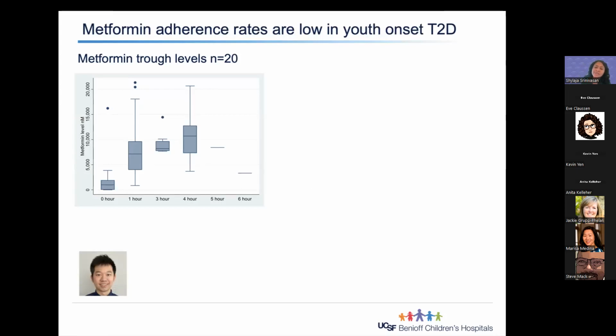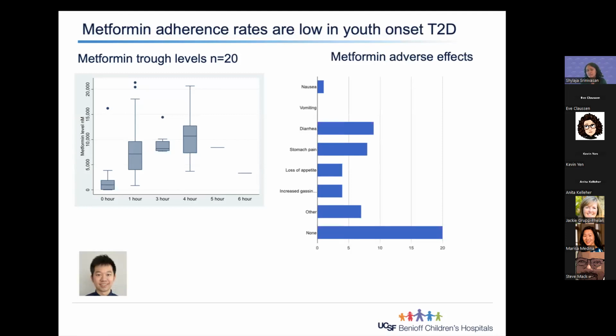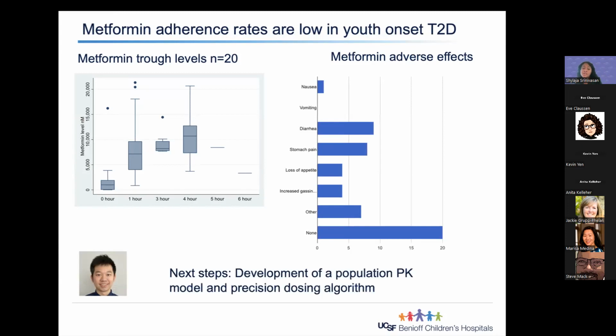We also collected data on metformin adverse effects, and we found that a substantial proportion of these kids reported that they had some form of side effects, despite not reporting this clinically to their provider. And so our next steps are to use this data now to develop a population PK model. And then our next step following that is that if we do find that there are covariates or factors that influence metformin PK in youth, then to develop a precision dosing algorithm for metformin.